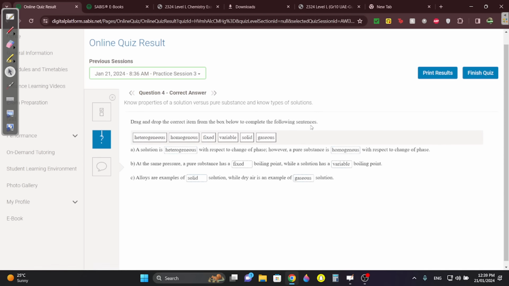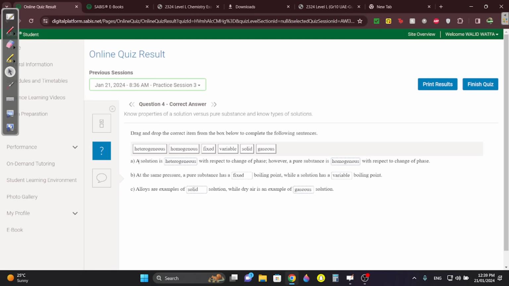A solution, okay. This one you can memorize, so I'll try explaining. A solution is heterogeneous with respect to change of phase. What do I mean? You're going to say, no, a solution is homogeneous. How are they saying heterogeneous? Okay, they're saying with respect to change of phase. So if I have salt water, okay. What if I change the phase? Change the phase means this is liquid, right? What if I change it to solid? I'll freeze it. Let's say I freeze it. What will I get? I'll get ice, obviously. And above the ice, I'll get the salt.